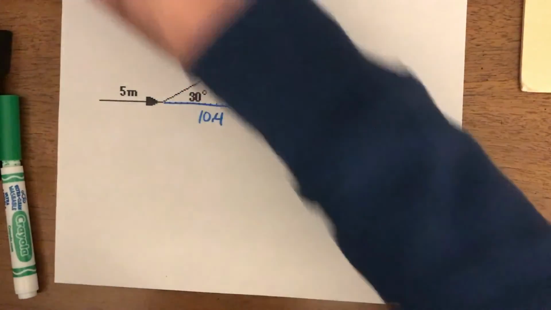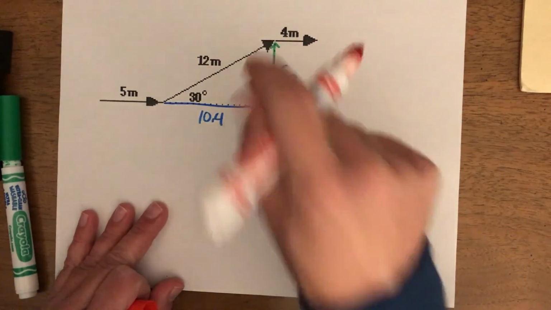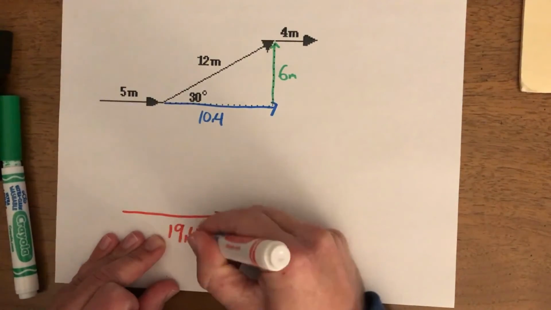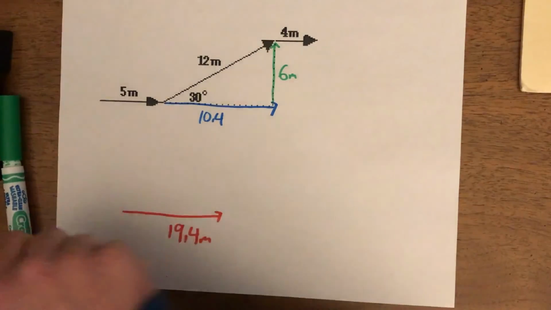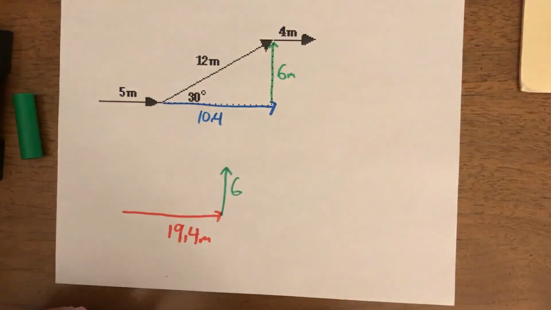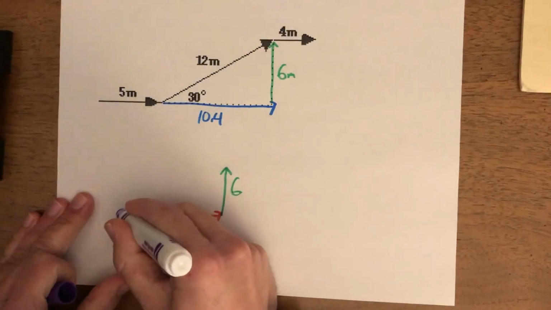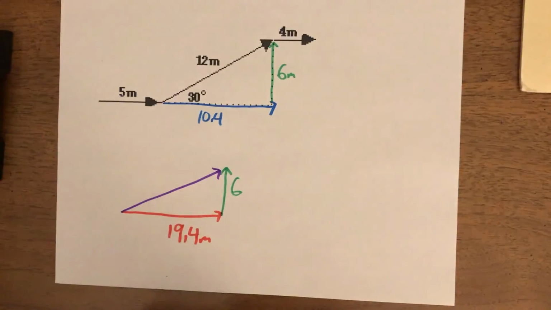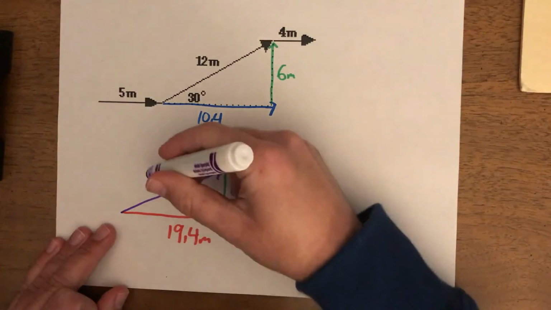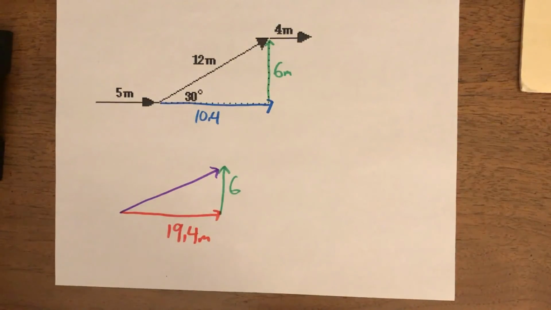So now we can build ourselves a new triangle. This one is 5 plus 10.4 plus 4 to the east. So overall, we've got 19.4 meters to the east there. And then we've only got one north-south here. That's 6. So we've got 6 to the north. So let's combine them together right here. There's our hypotenuse. I'll leave you guys to do this, because you know how to do this. 19.4 squared plus 6 squared will give you this hypotenuse. And then you should know how to find those angles there as well, and be able to do that.